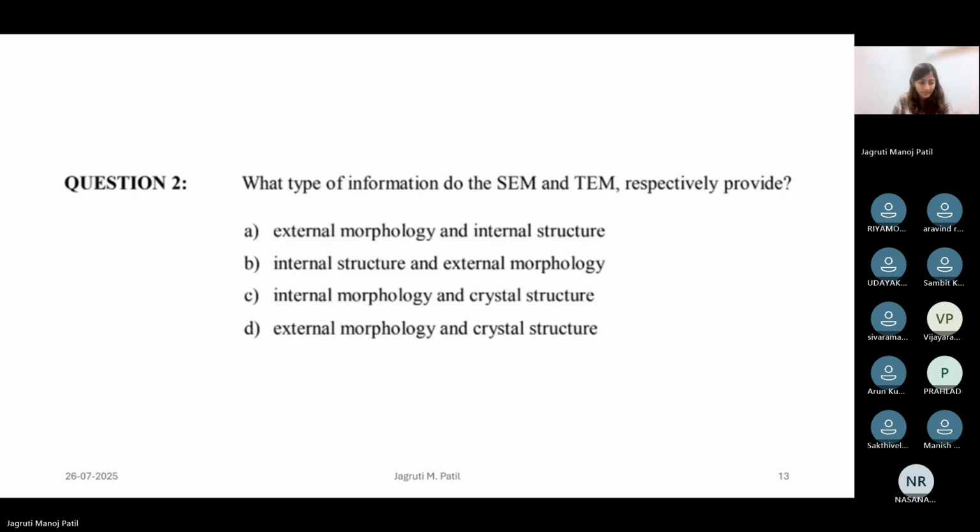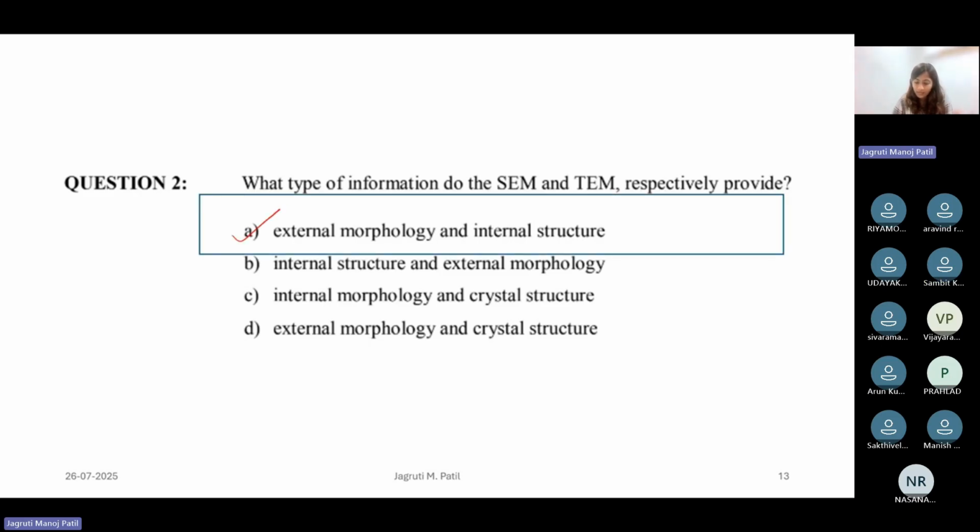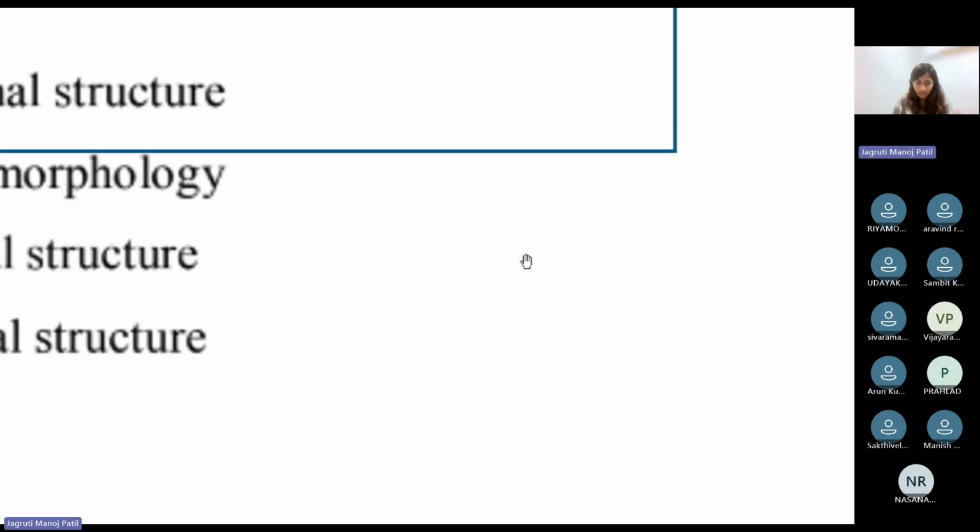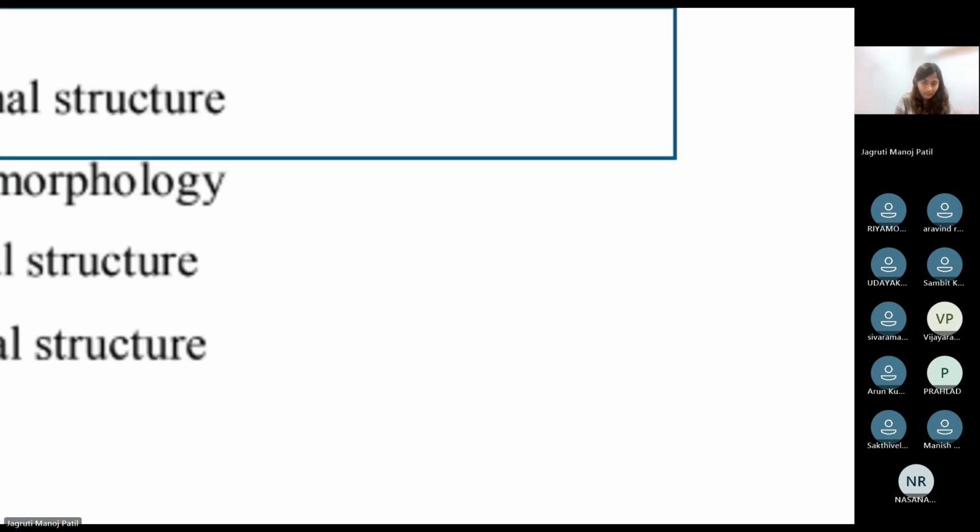Through SEM, you see the morphology. Next, through TEM, you get the internal structure of it. Okay.